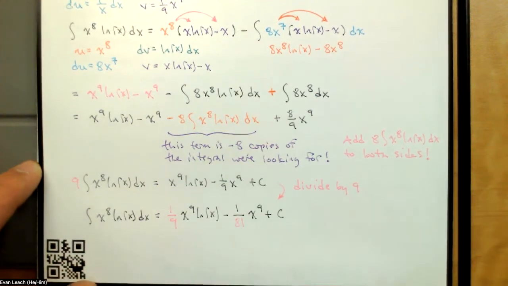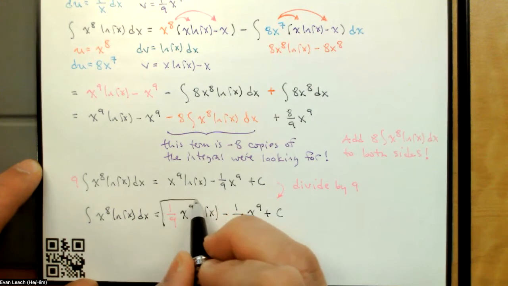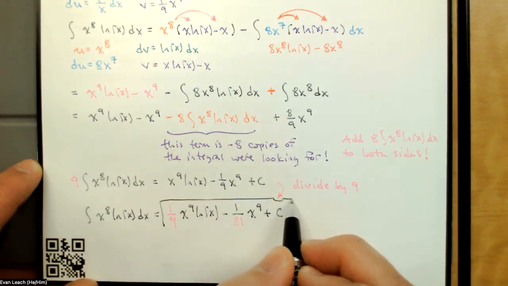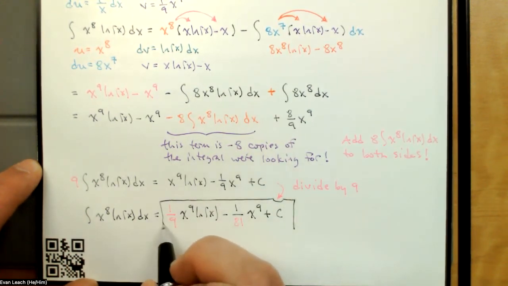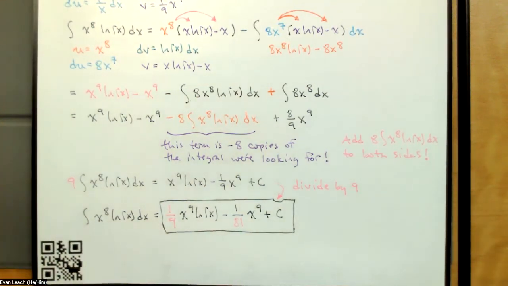Take an arbitrary constant and divide it by 9, we just get some other arbitrary constant. So we'll just continue calling it an arbitrary constant. So we get the result that we knew we were going to get. We got the result that we knew we were supposed to get.